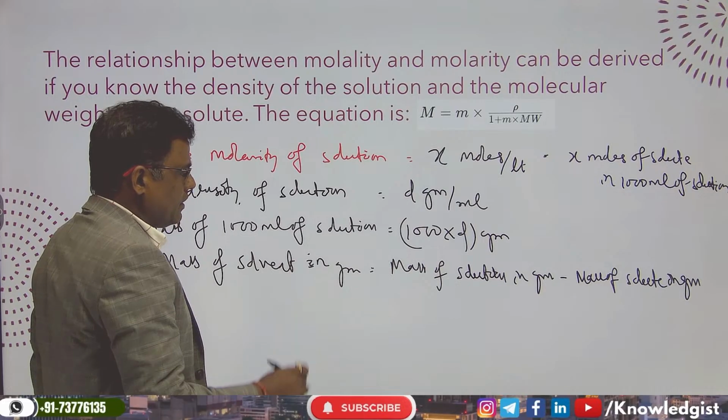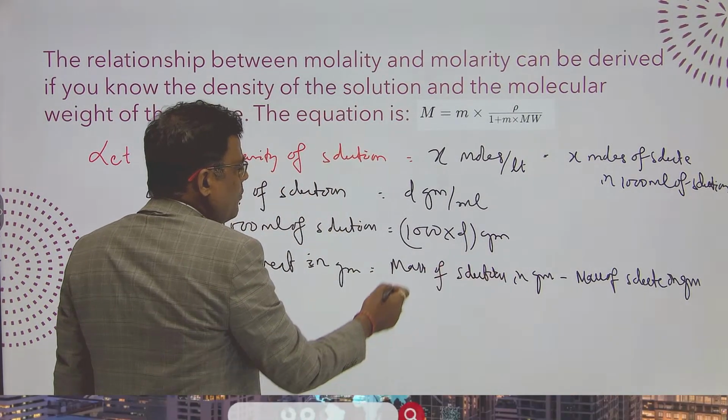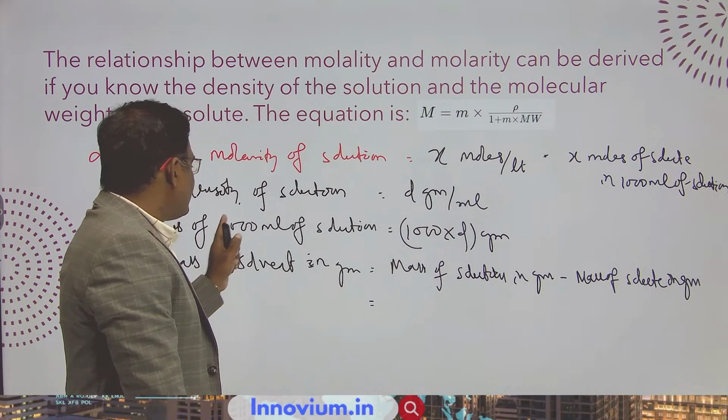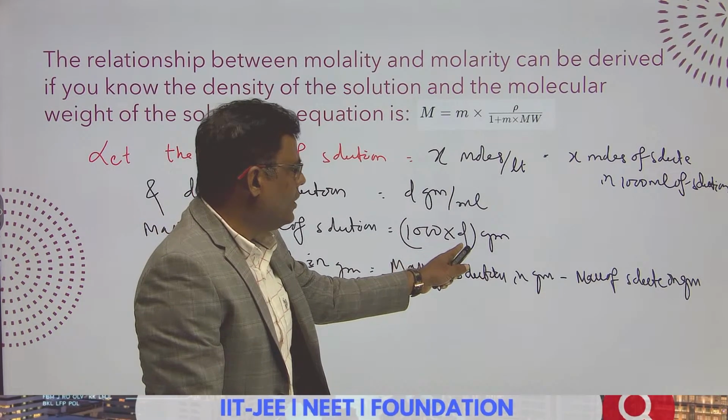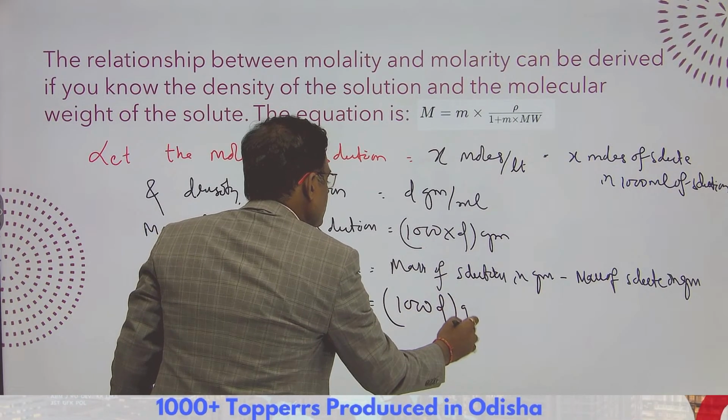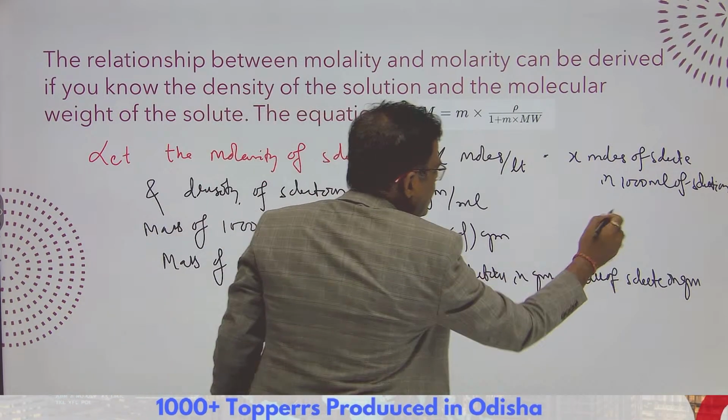Correct? Now you see, what is the mass of solution in gram unit? Because the mass of 1000 ml of solution is 1000 into d, this much gram. So this is 1000 d gram minus, what is the mass of solute in gram?